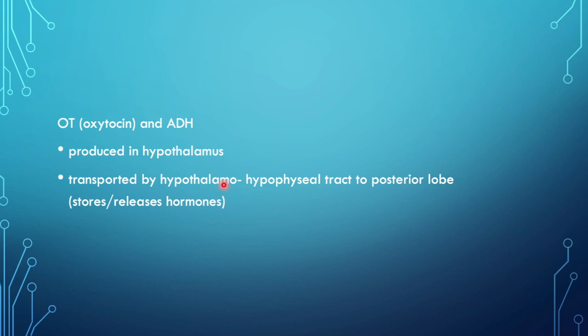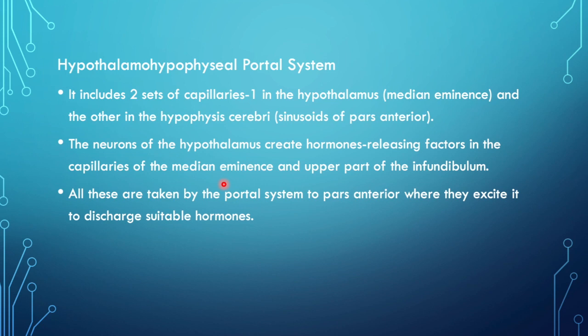Now, in contrast, for the anterior lobe, there is something termed the hypothalamo-hypophyseal portal system. Remember, where else is there a portal system in your body? It's in the liver. Before the blood from different GI viscera goes into the heart, it reaches the liver first. So there is another portal system in the liver, known as the hepatic portal system. Similarly, we have the hypothalamo-hypophyseal portal system here.